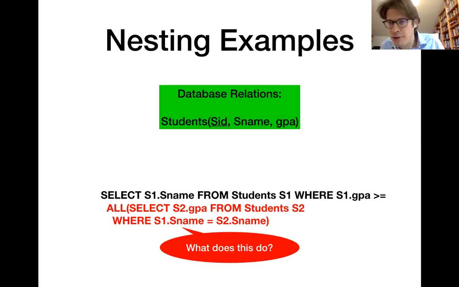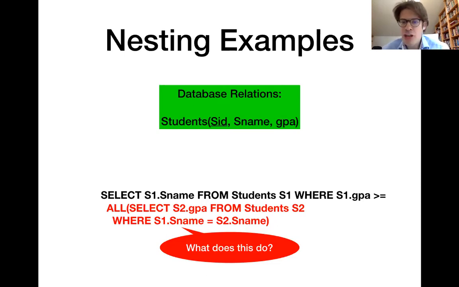But what you can imagine here is that we are iterating in the outer query over the students again. And for each of those students that we are iterating over in the outer loop, so to speak, we are iterating over the students in an inner loop. And within that inner loop, we are only considering students which have the same name as the currently selected student in the outer loop.